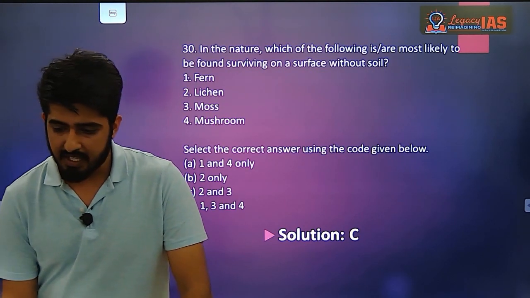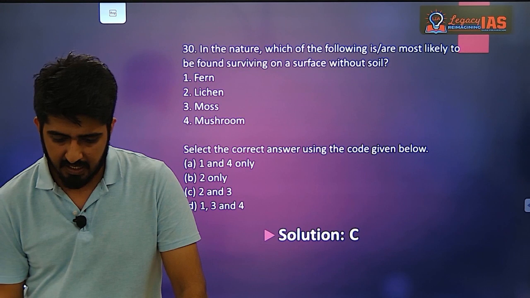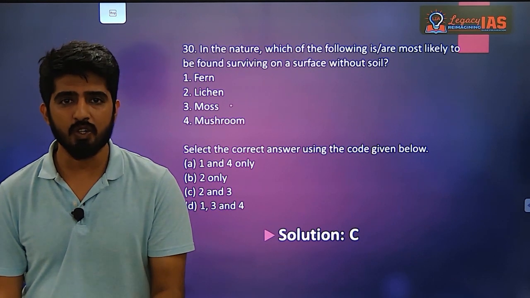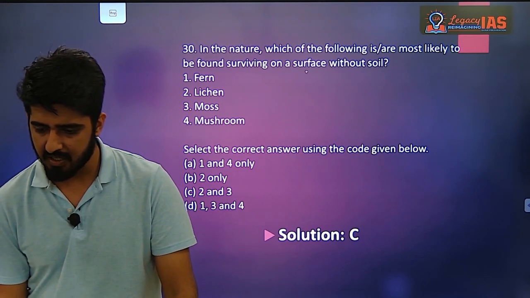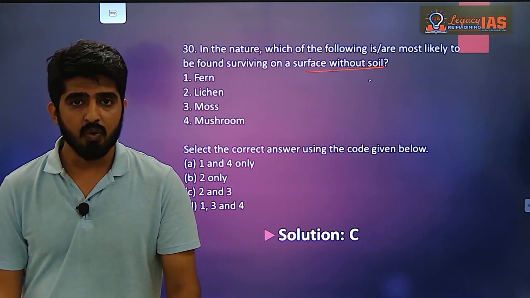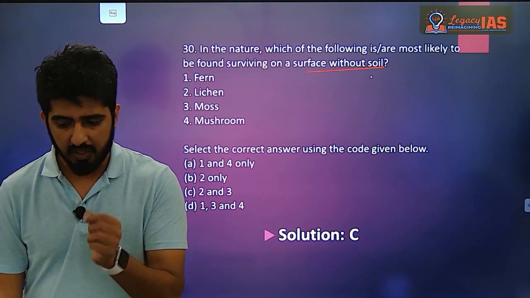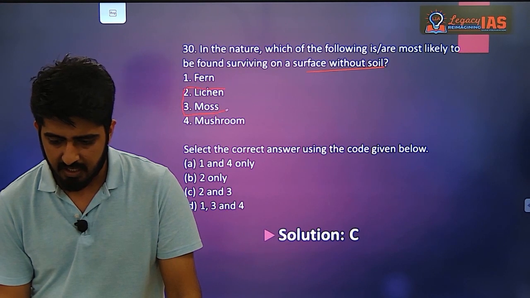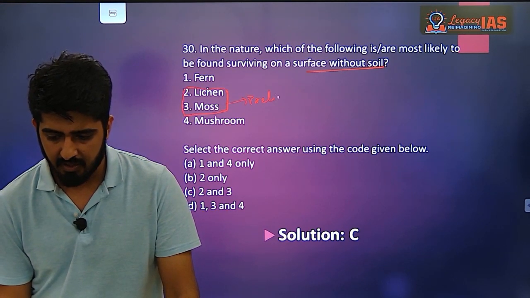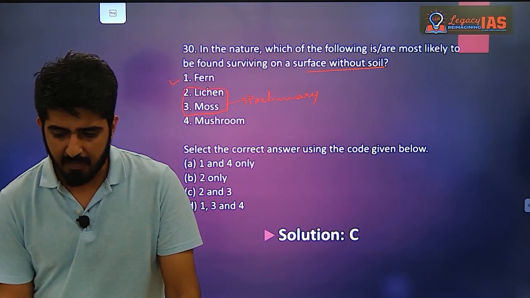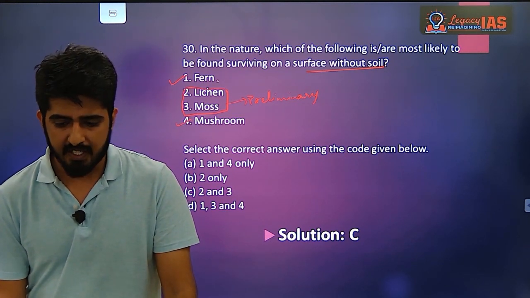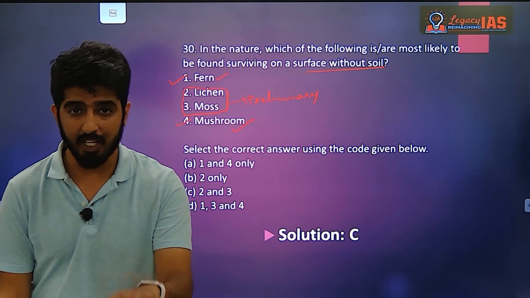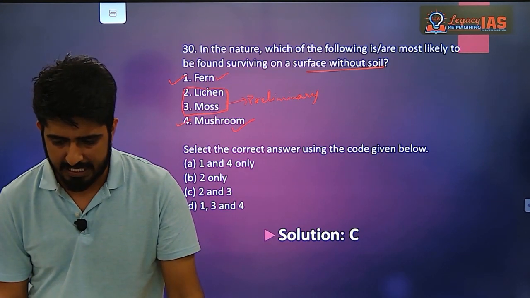The next question is related to ferns, lichens, mosses and mushroom. So the question asks which of them can grow without soil, right? So the species which can grow without soil are lichens and mosses. These are very preliminary species, very preliminary in nature. Ferns and mushrooms, both of them require soil. Ferns are a species of trees, and then mushrooms, on the other hand, you might have seen them on the barks, but they require soil because they have roots. So the solution is C.